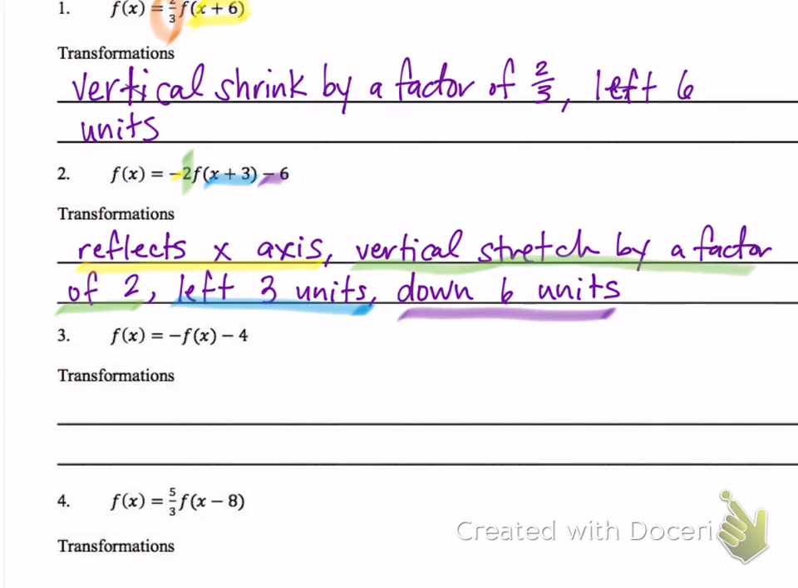Okay, number 3, this one looks a little bit easier because it doesn't have as many. So that negative sign tells me what? Reflects x-axis.